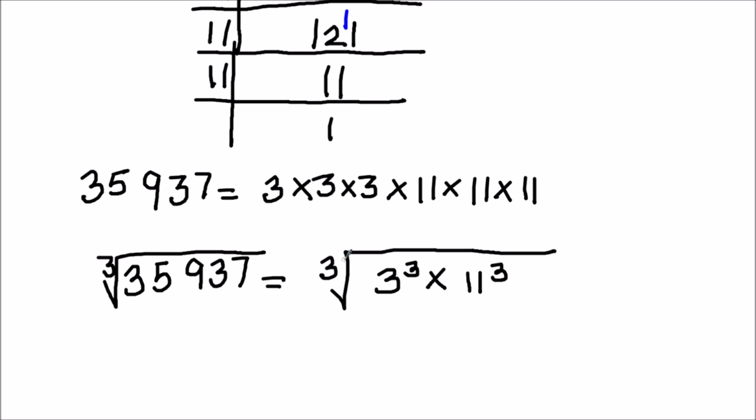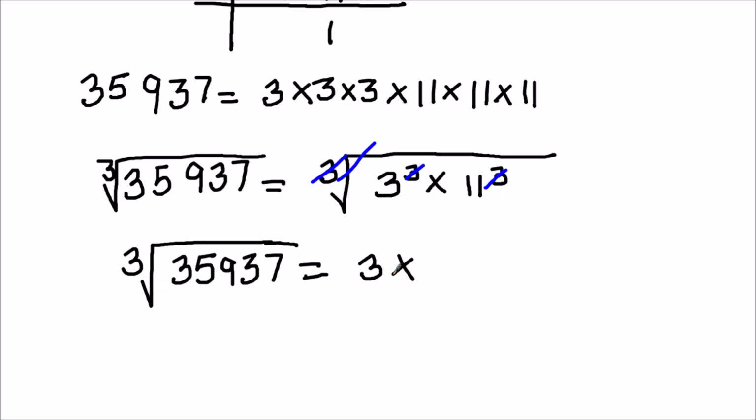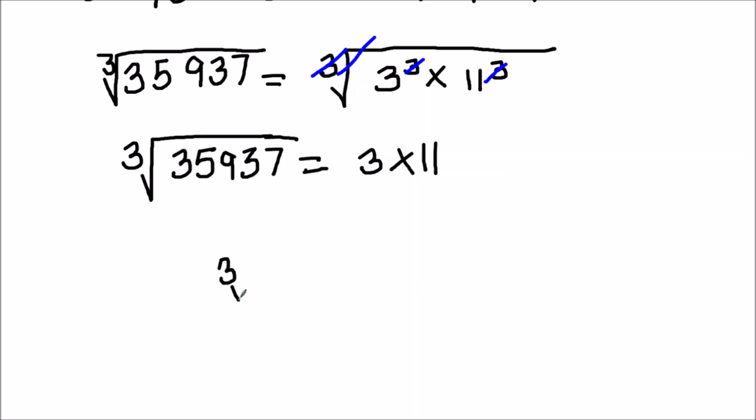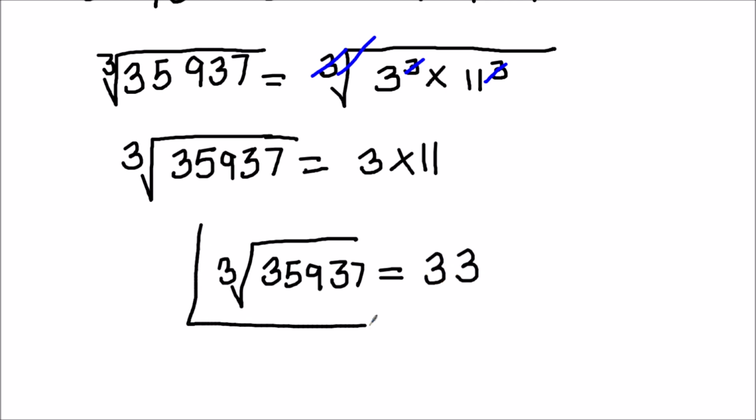Now as these are in the cube root sign, this cube root gets cancelled with the cube numbers inside. So the cube root of 35,937 is 3 times 11. So the cube root of 35,937 equals 3 times 11, which is 33. So this is how we find the cube root using the prime factorization method.